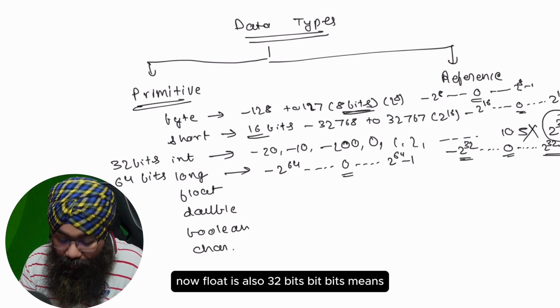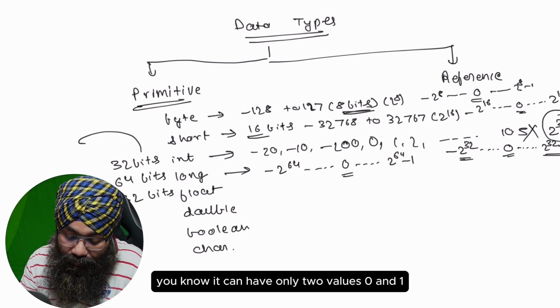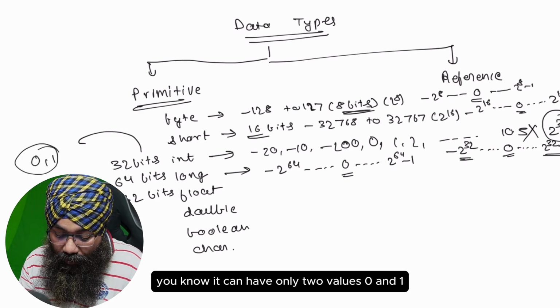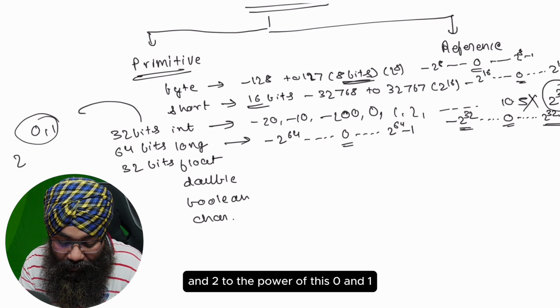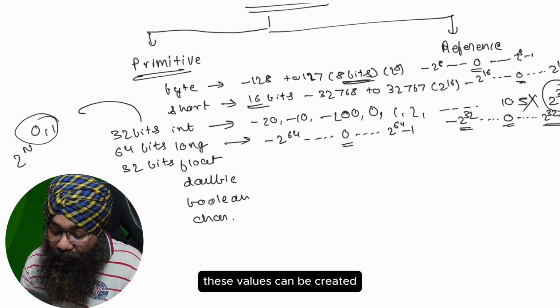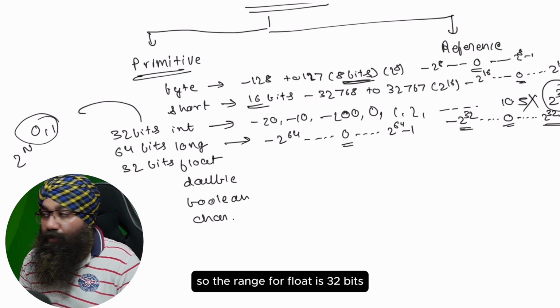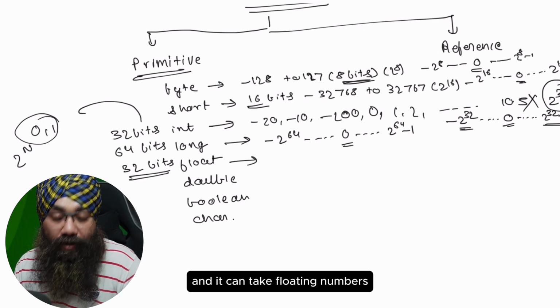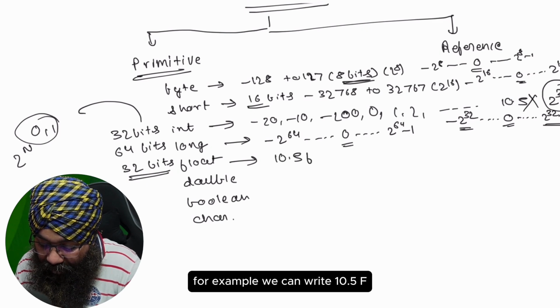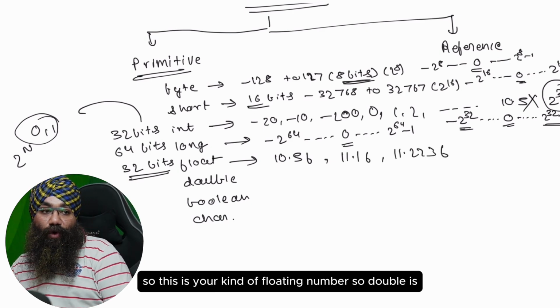Now float is also 32 bits. Bits means it can have only two values, 0 and 1. So using this 0 and 1 and 2 to the power of this, these values can be created. This is how it works. So the range for float is 32 bits and it can take floating numbers. For example, we can write 10.5f, 11.1f, or 11.223f. So this is a kind of floating number.